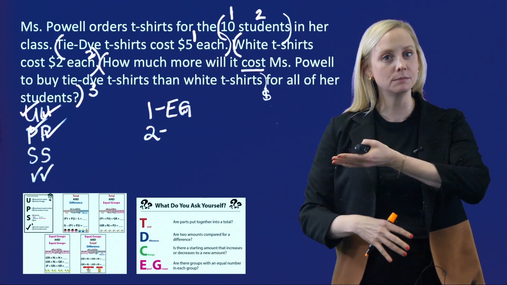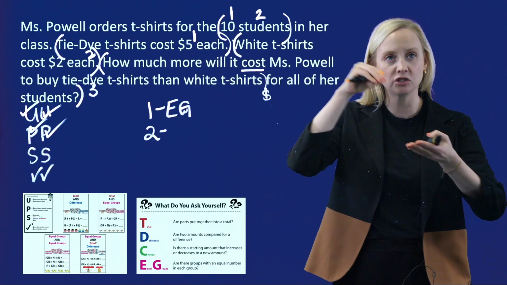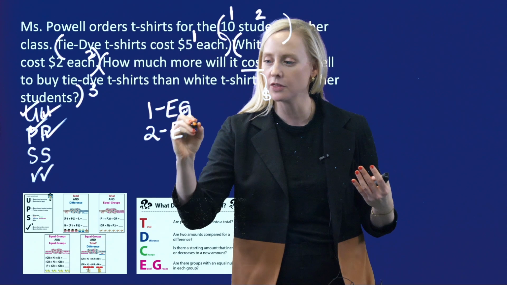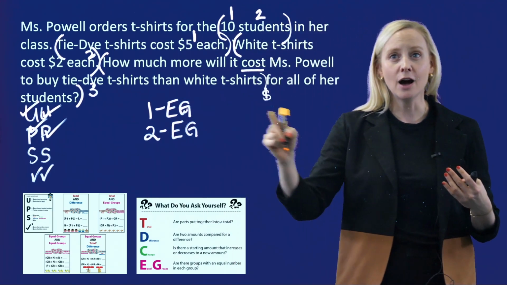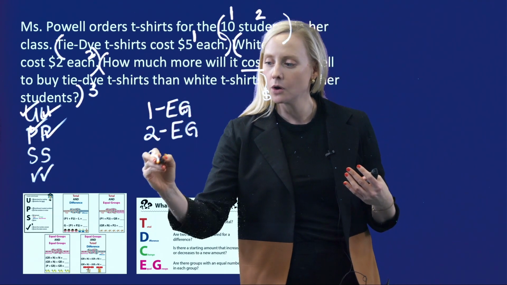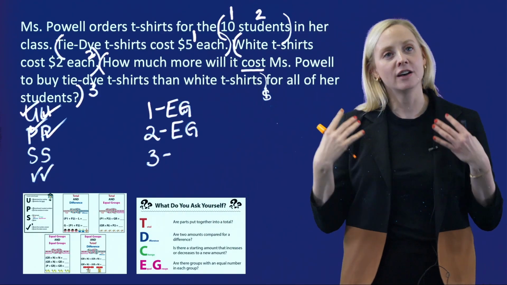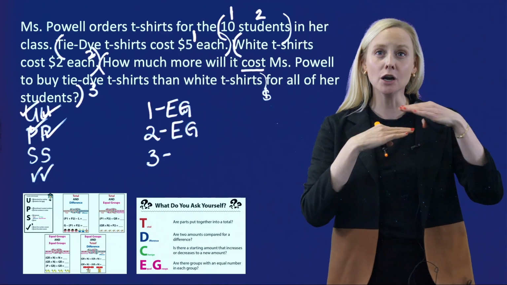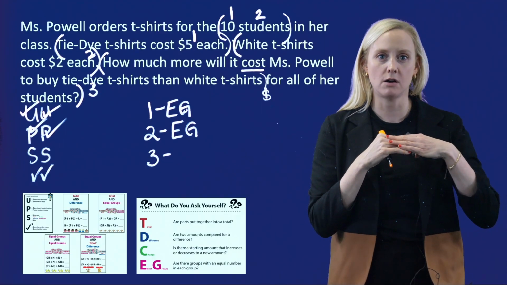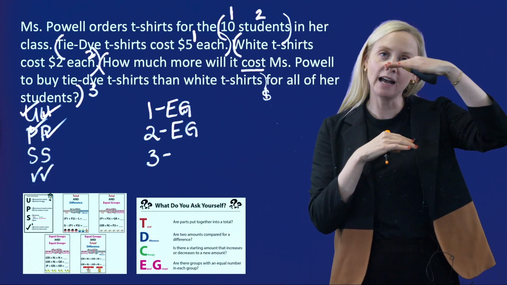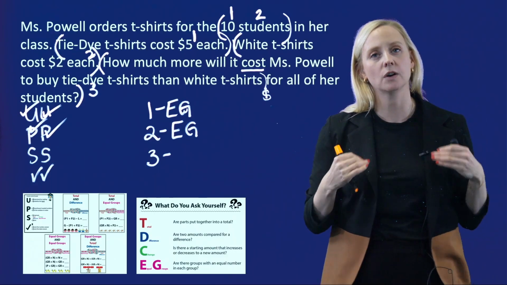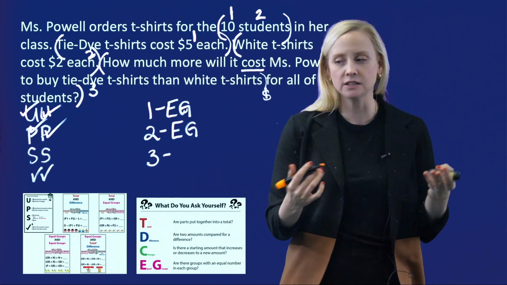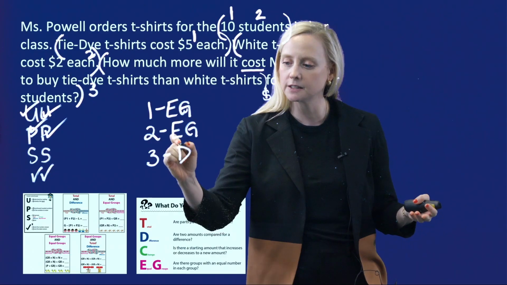Again, I have these same 10 students, and each white t-shirt costs $2. Again, I have groups with an equal number in each group with a missing product. Now we know here we have a third step. Once we figure out the total cost of the tie-dye t-shirts and the total cost of the white t-shirts, here it says how much more will it cost Miss Powell to buy all tie-dye t-shirts than all white t-shirts for all 10 of her students.